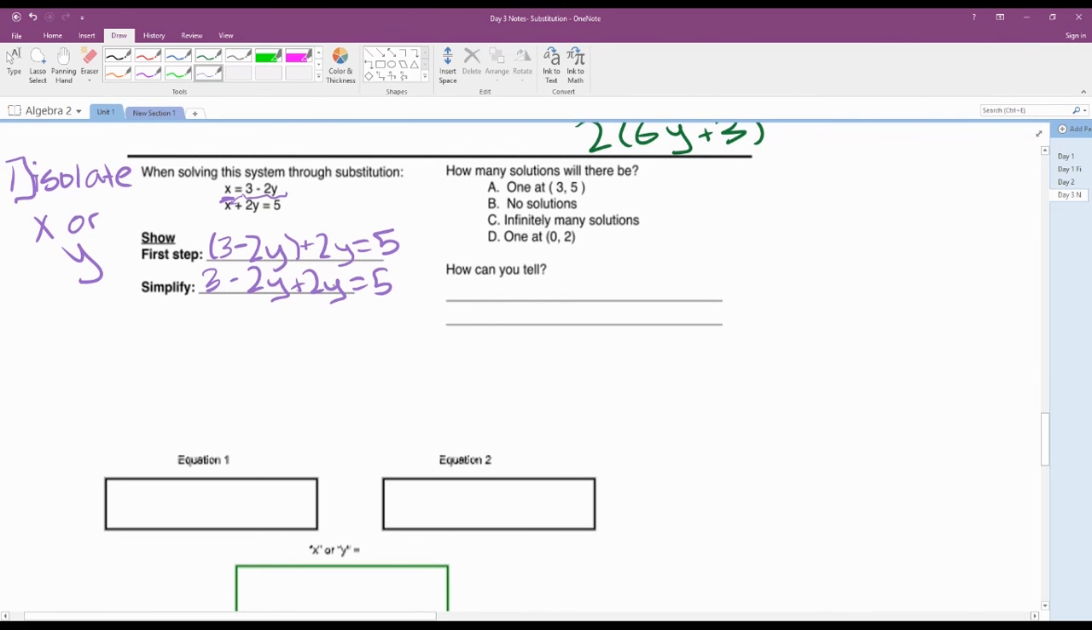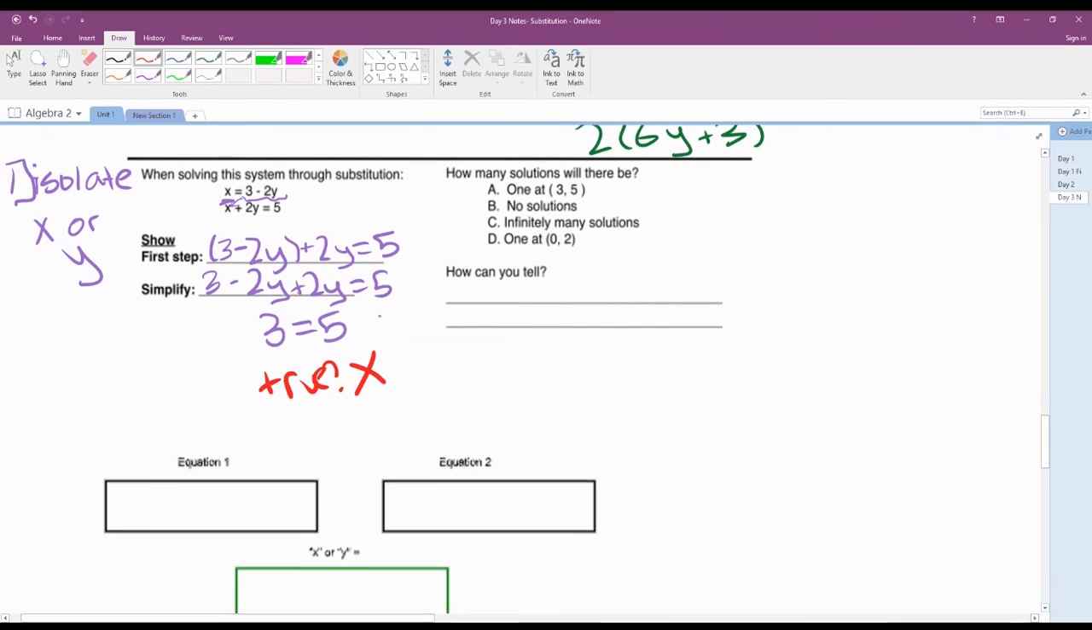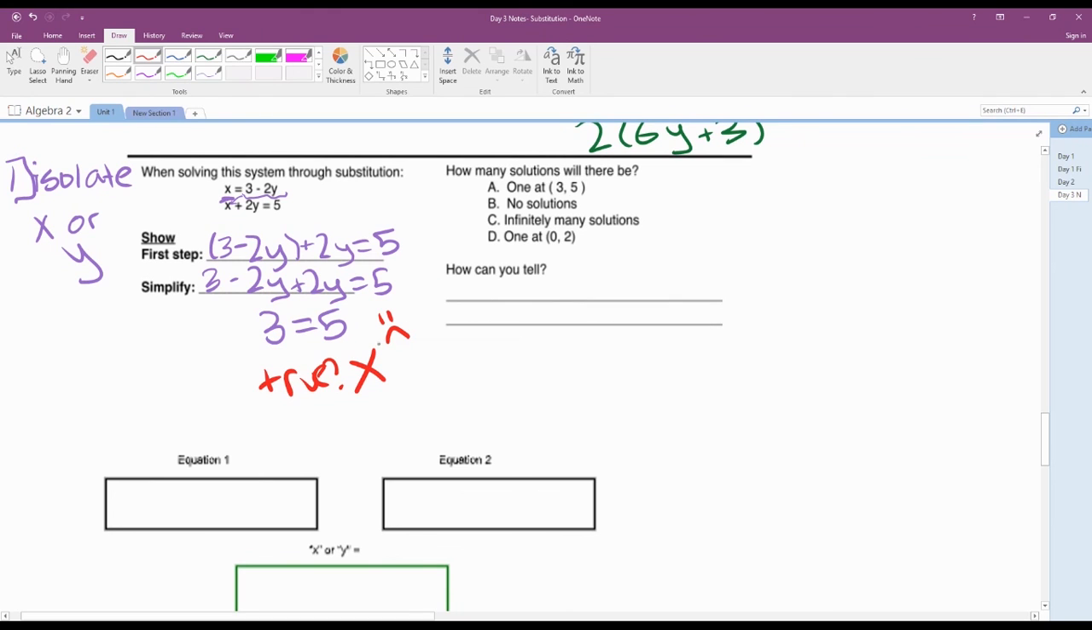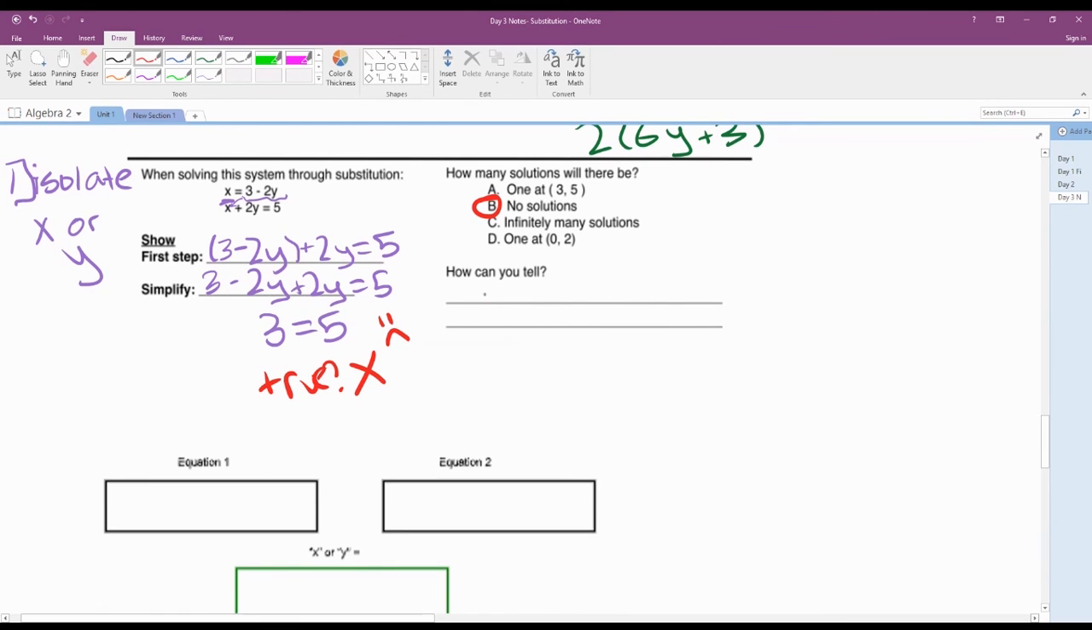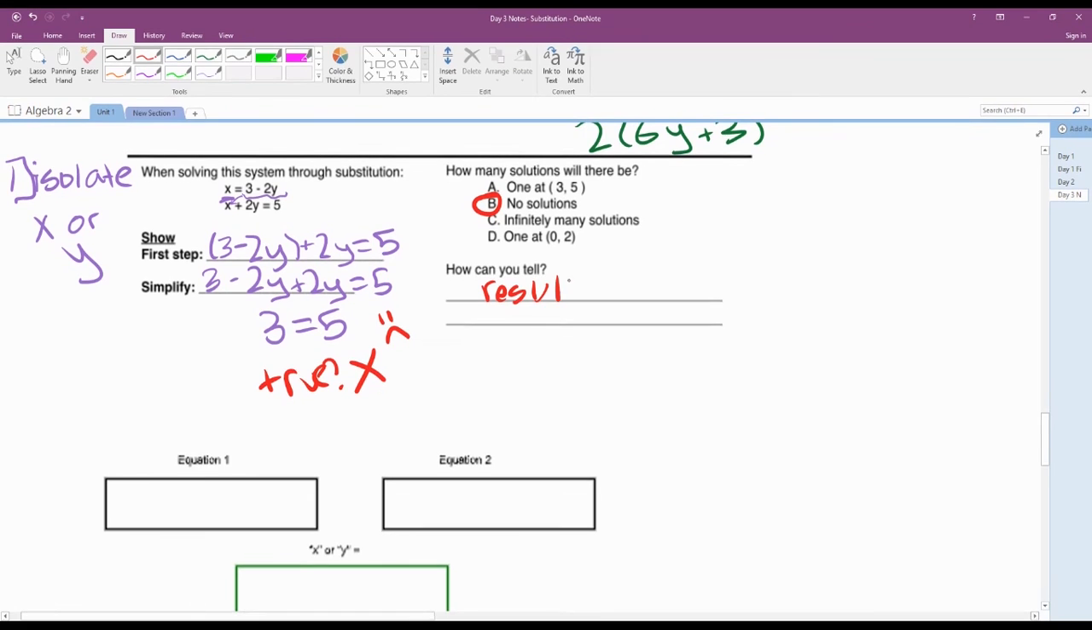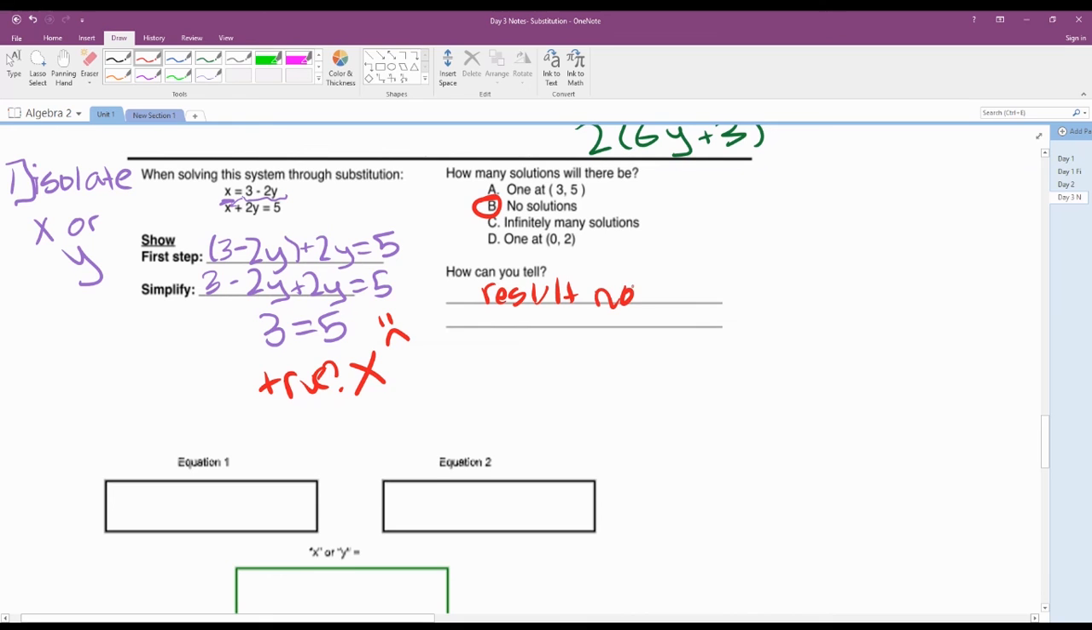So now when I simplify, 3 minus 2y plus 2y equals 5. What's negative 2y plus 2y? Yeah, that's just 0. So I end up with 3 equals 5. Now, is this true? Well, the last time I checked, it is not true. Sad face. So if this is not true, are you going to have a solution? No, you're not going to have any solutions, because when I substituted my x in there, the result was not true.